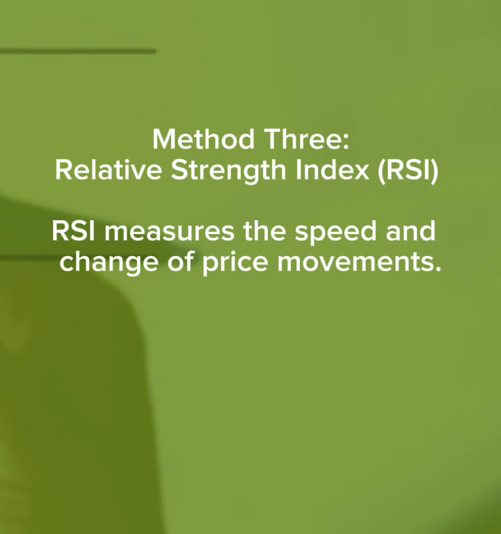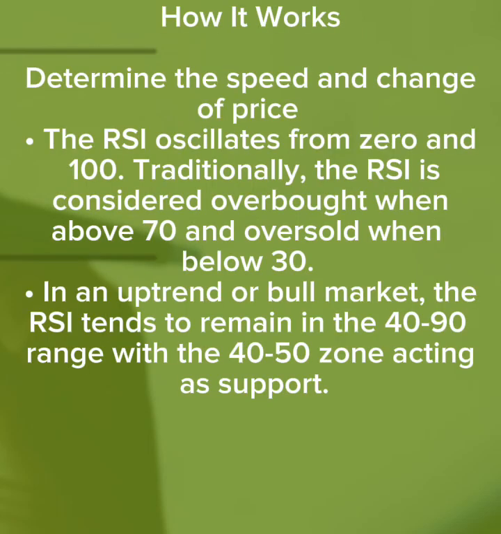Method 3. Relative Strength Index, RSI. RSI measures the speed and change of price movements. How it works. Determine the speed and change of price. The RSI oscillates from 0 to 100. Traditionally, the RSI is considered overbought when above 70 and oversold when below 30.